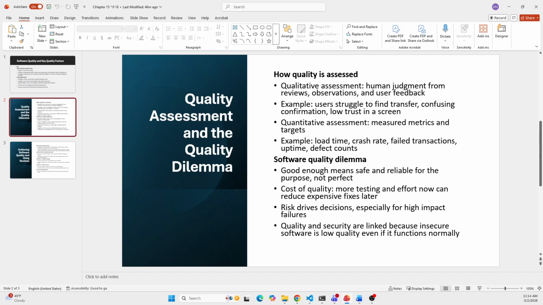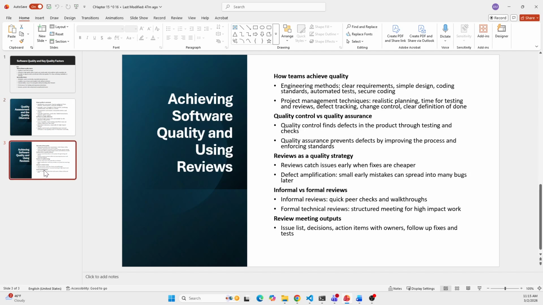Like in banking, if the banking app has a weak login system, an attacker could access accounts. That is a quality failure even if the app runs smoothly. This is why teams treat security issues differently than minor UI bugs. Security issues often must be fixed before release because the risk is too high. And we assess quality using both human feedback and measurable metrics. So the quality dilemma is deciding what is good enough under deadlines while still controlling cost and reducing risk, especially the security risk. That's about quality.